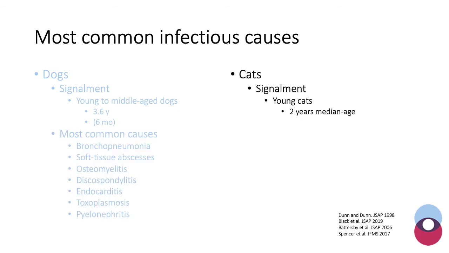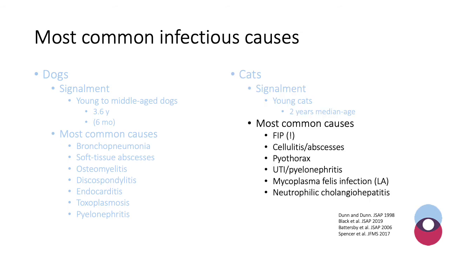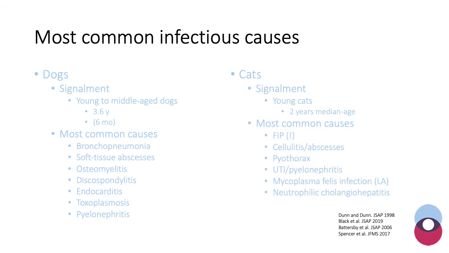In cats, also a similar finding, where you have younger animals being affected. You have 2 years of median age. The most common cause was FIP, which was definitely the leading cause. You have cellulitis, abscesses, pyothorax, UTI, pyelonephritis, Mycoplasma felis, infection in the lower airways, and also neutrophilic cholangiohepatitis. Of all of these causes, it's important to remember that this is a paper from a referral hospital, which potentially can skew the picture over to FIP more than, for example, cat bite abscess. However, it is really important to consider FIP in a young cat presenting with fever.